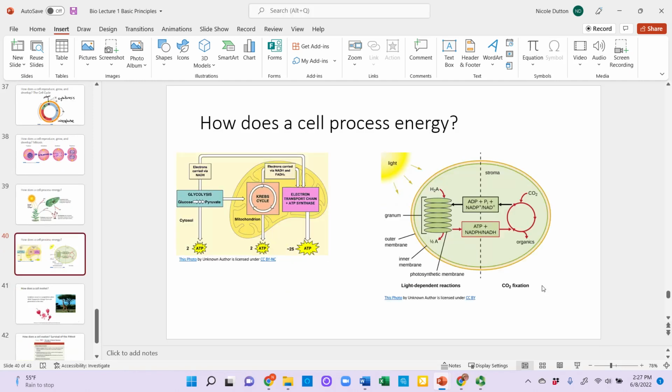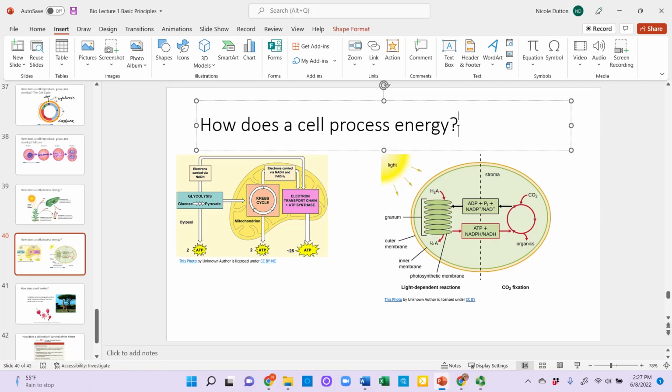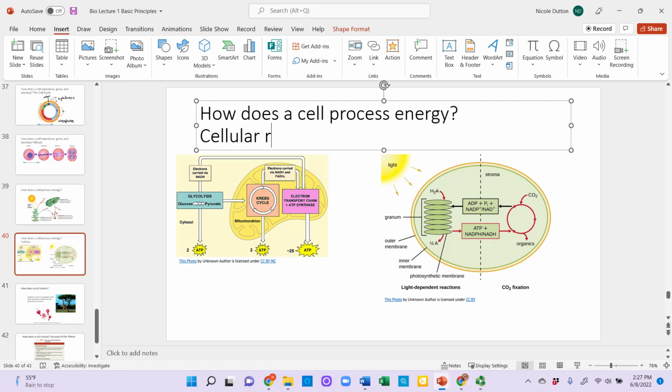Now there's a particular process that cells go through in order to create energy. You just need to know the names of the three parts. You don't have to know all of the details for this. So, how does a cell process energy? Well, the cell goes through something called cellular respiration. And let me just type that in here. Other processes include fermentation or photosynthesis.